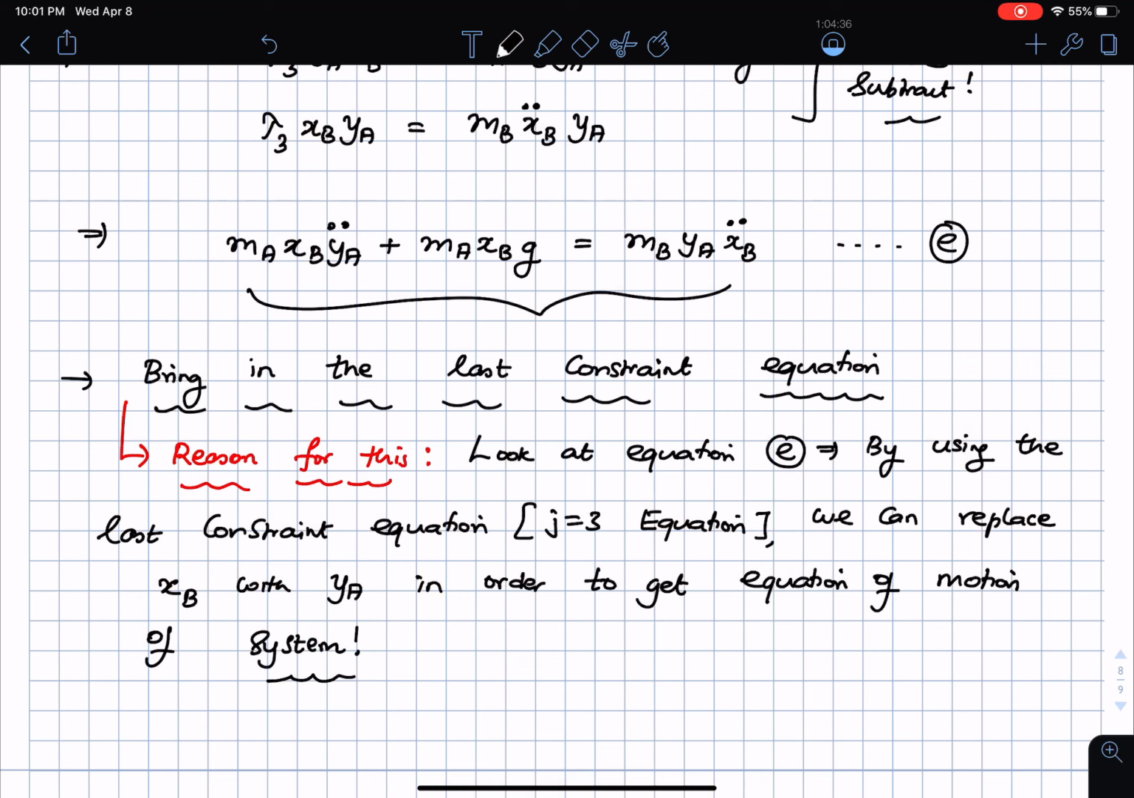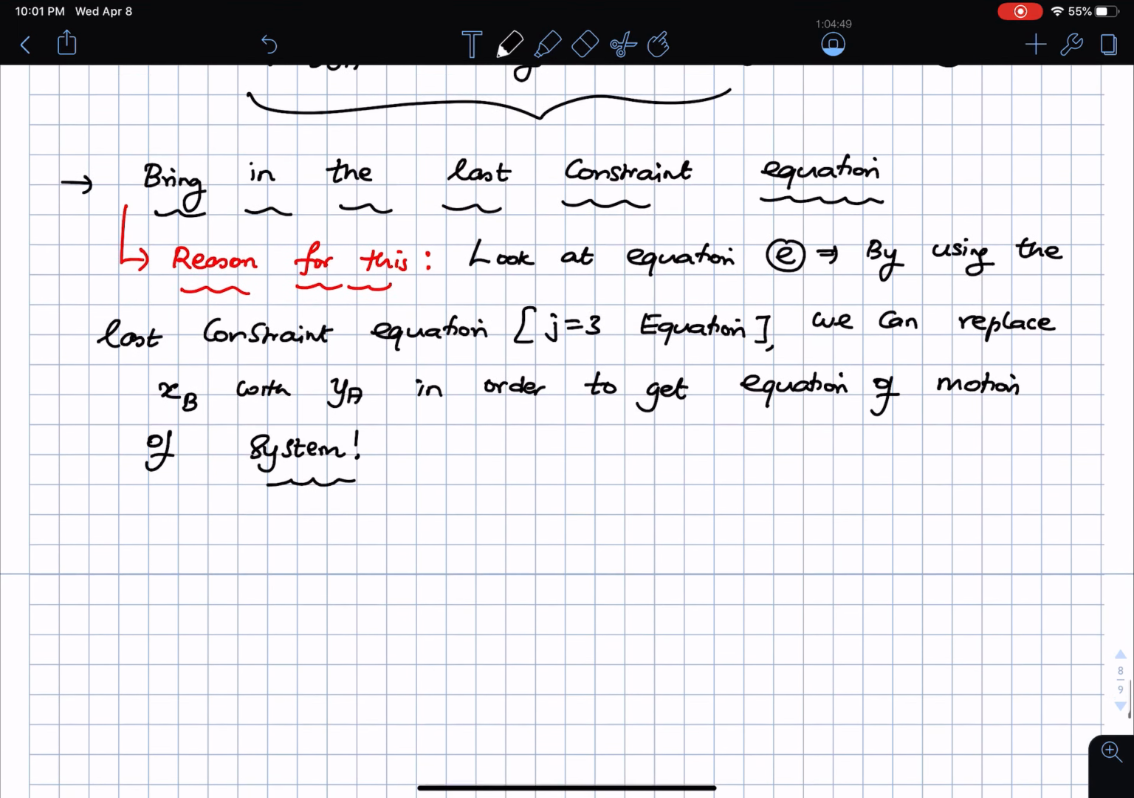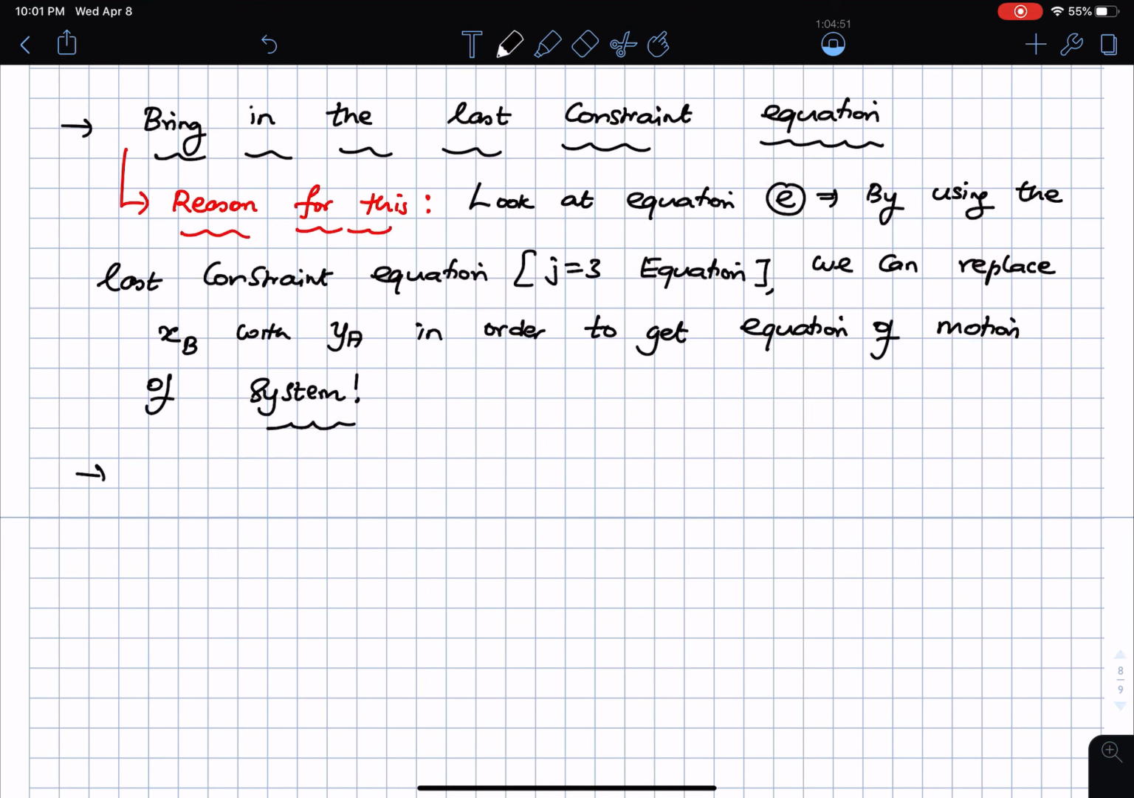Right, because it's a differential equation. The equation E is a differential equation, and once I have the equation of motion, then it's not a big deal. I can make use of that to find lambda 3. Once I find lambda 3, I can find lambda 1 and lambda 2, and we will talk about that in a minute. Okay, so here is what I'm going to be doing.